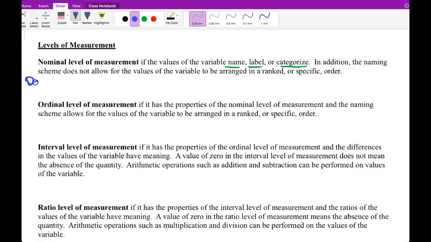So data are qualitative. And also they cannot be ordered.